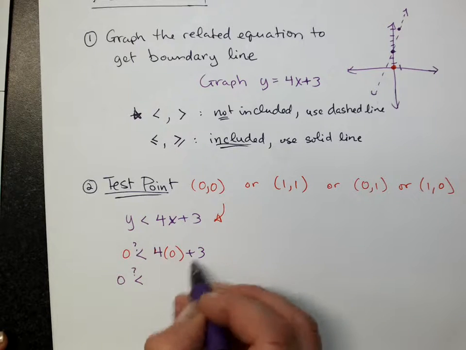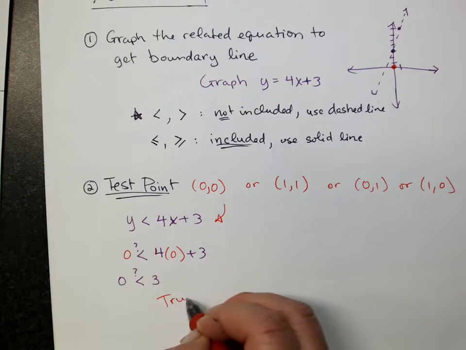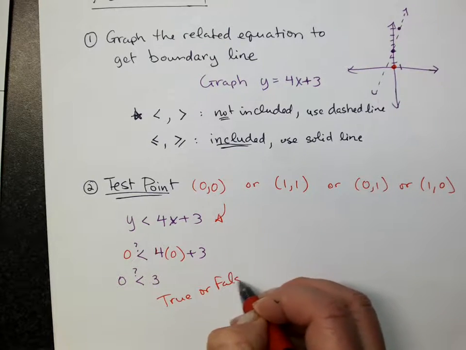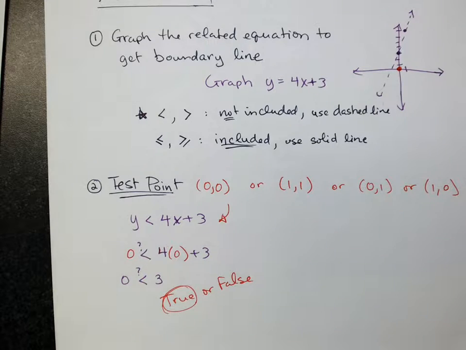than 0 plus 3. Okay. So yeah, 0 is less than 3. Okay. So check, what you're asking yourself now is, is this true or false? This is true. 0 is indeed less than 3.